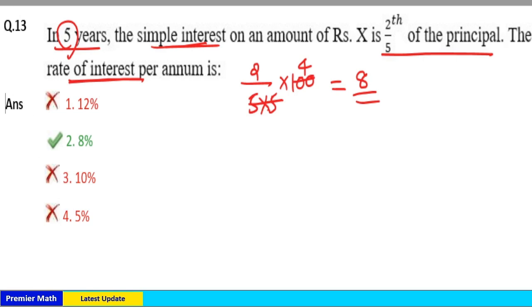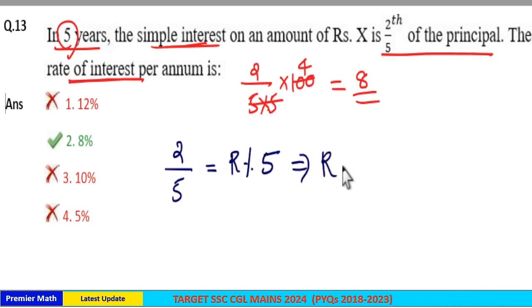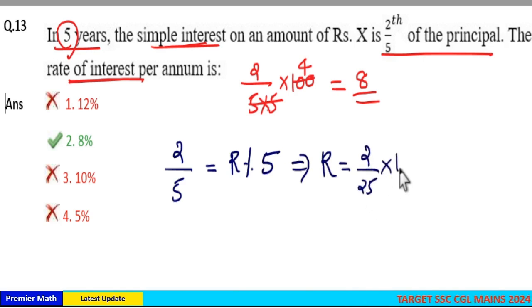That is, here this 2/5 is the simple interest generated at R percent for 5 years. Then R, the rate of interest, is equal to 2 by 25 into 100, which means 8%.